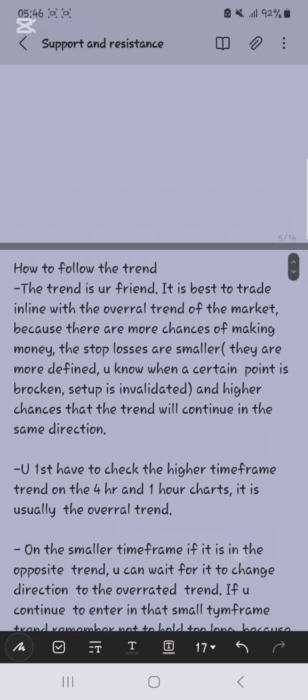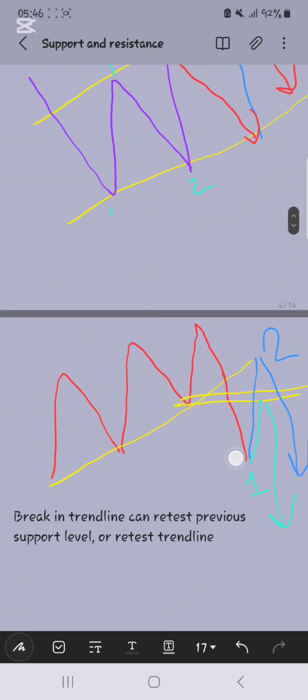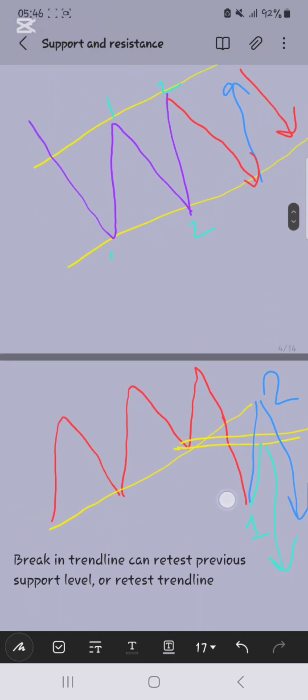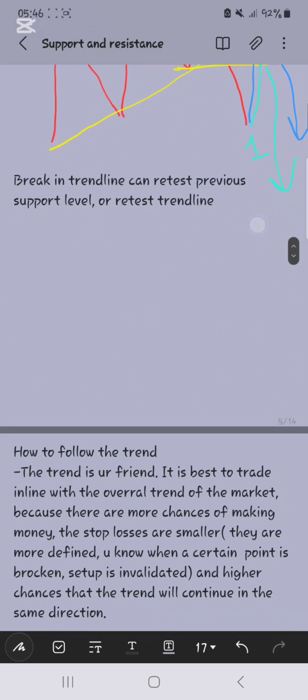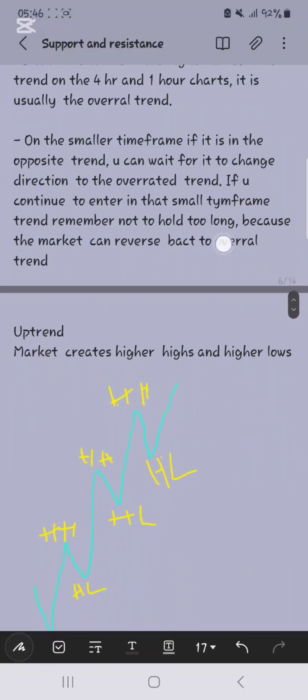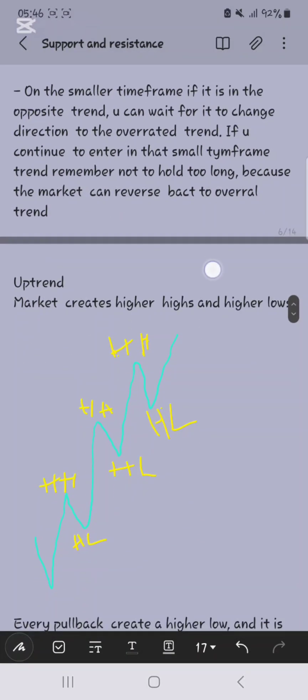So obviously your stop loss, let's say we entered over here. You entered over here. Of course, if you entered somewhere over here, your stop loss is just going to be in this area over here. Your stop loss is smaller compared to the potential gain that you actually have. So that's why I like trading with the trend, with the overall trend. So let me show you some examples.